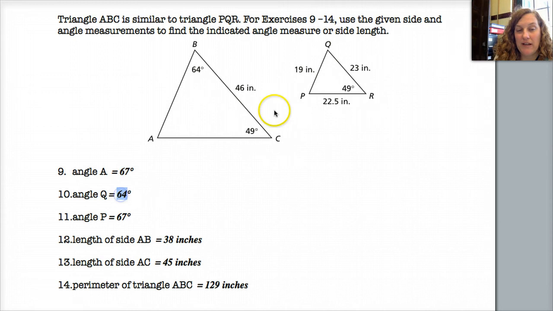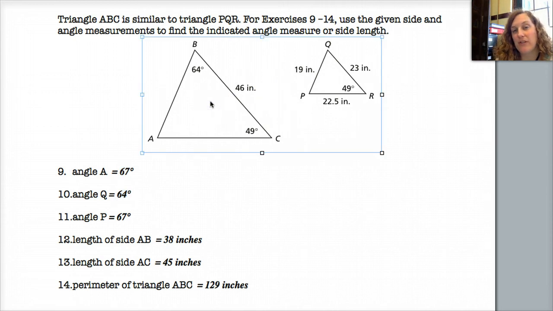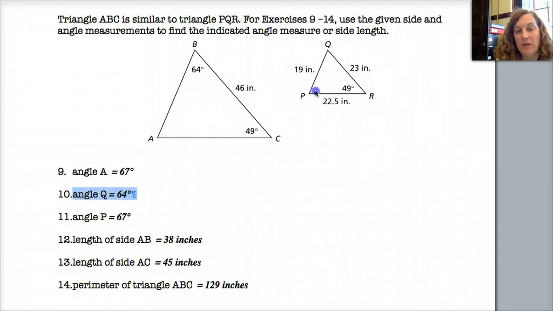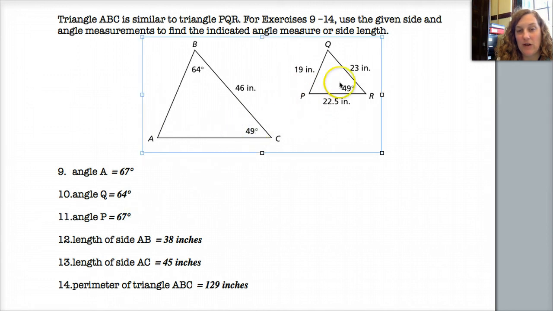Angle Q, because these are similar, and you can tell that they're in the same orientation, because remember, if they're similar, you want to make sure they're flopped the same way, and they are. So angle Q exactly lines up with angle B, so Q is 64 degrees. And angle P exactly lines up with angle A, and so it's 67 degrees. And again, you can tell because C and R are both 49 degrees, so they've got them lined up the same way.